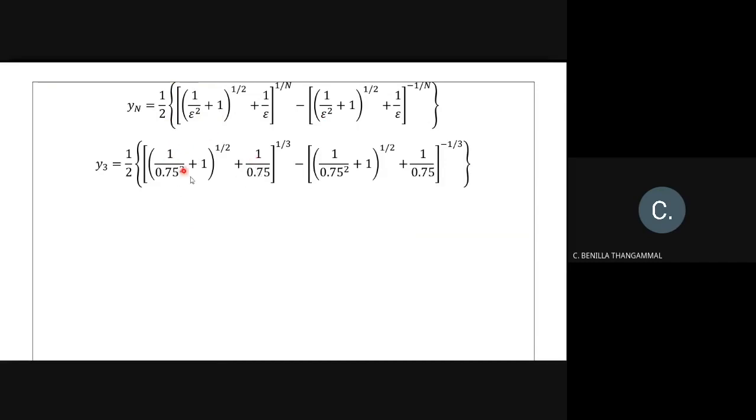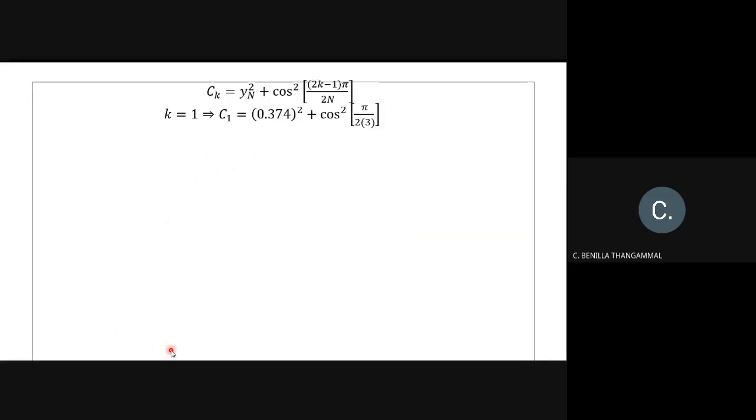So find the value of this term: 0.75 square inverse plus 1 close bracket power 2 inverse plus 0.75 inverse. So the value will be 3. So 1 by 2 into 3 power 1 by 3 minus 3 power minus 1 by 3. So 1 by 2 into open bracket 3 power 3 inverse minus 3 power minus 3 inverse close bracket. So your y3 is equal to 0.374. So substitute your c naught, which will be equal to your y3, which is nothing but 0.374.